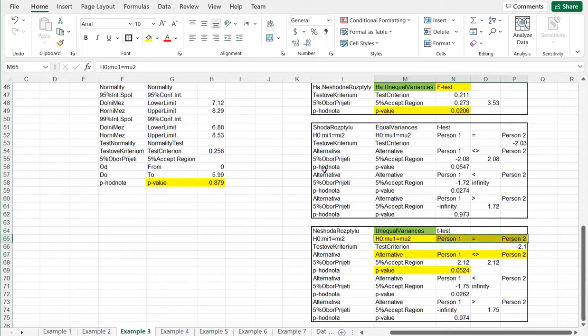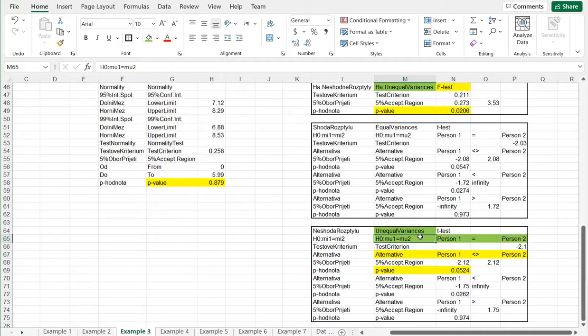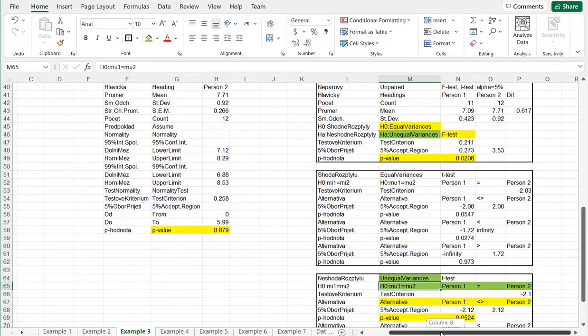We don't reject the null hypothesis, and we roll with it that, with 95% confidence, mu1 is indeed equal to mu2 in these two people. So that is your final answer.